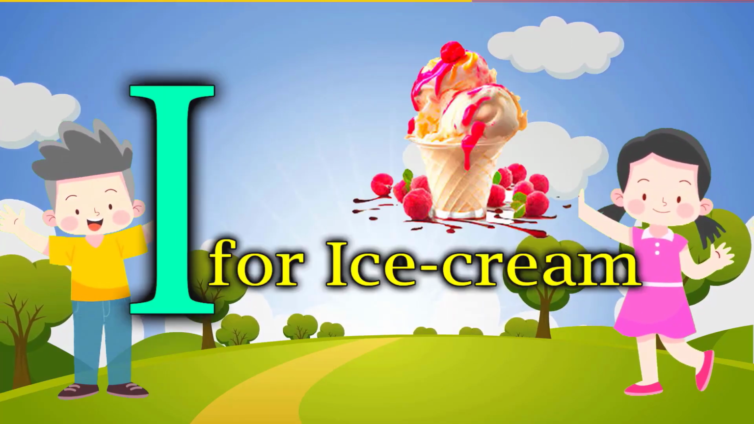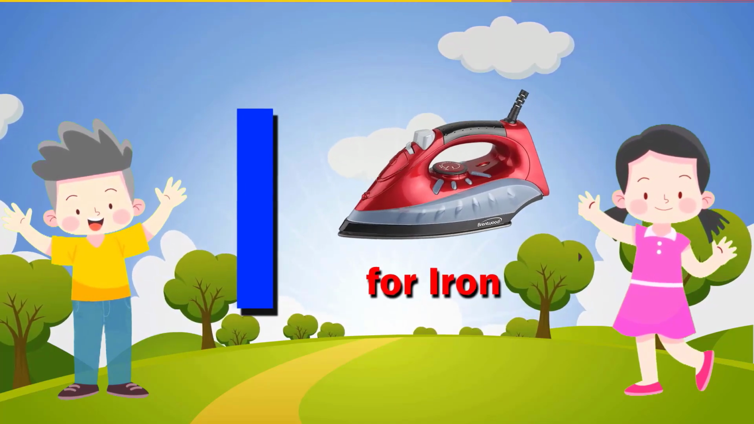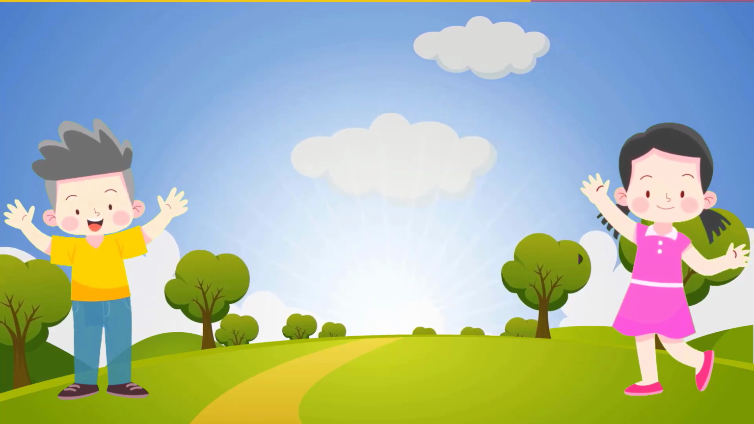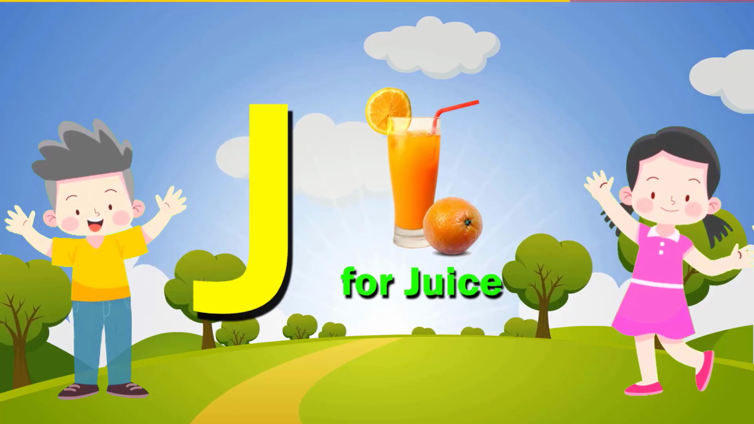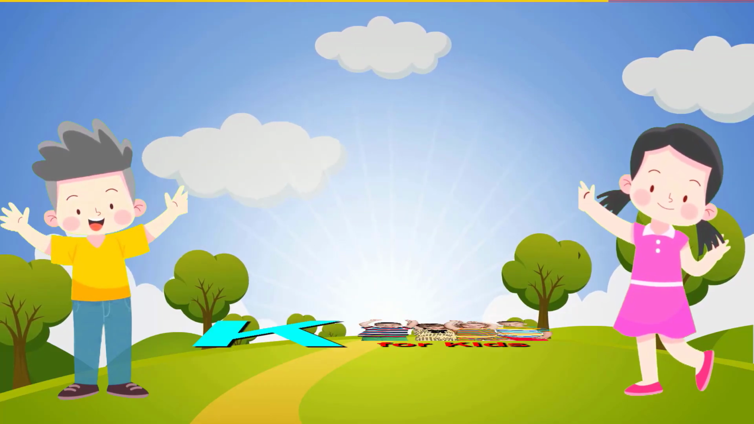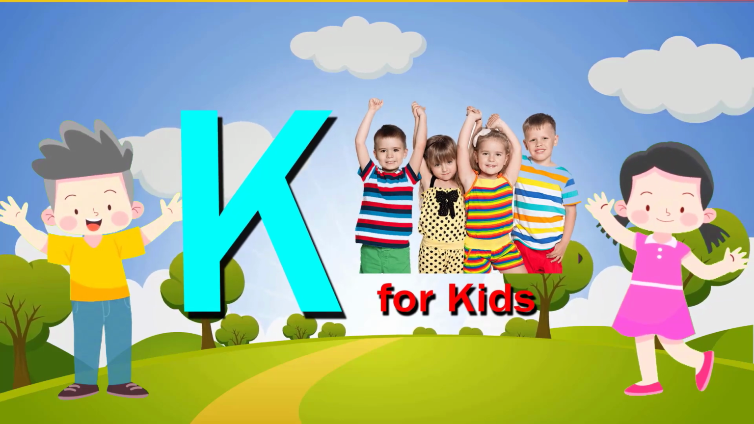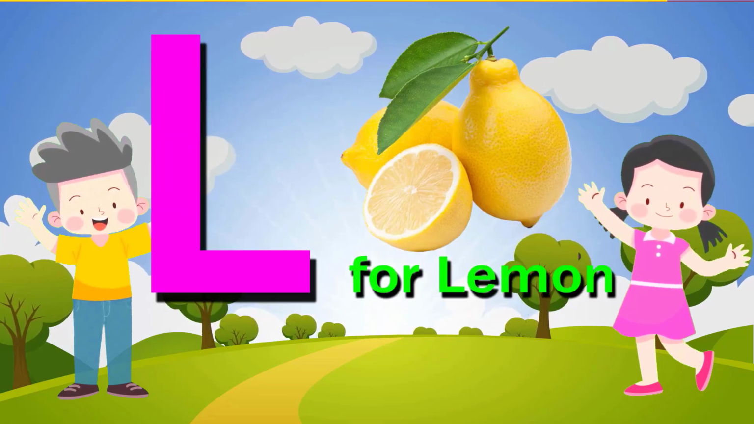I for ice cream, I for iron. J for jug, J for juice. K for kite, K for kids.